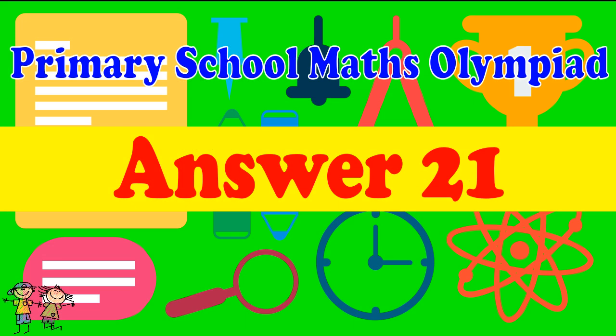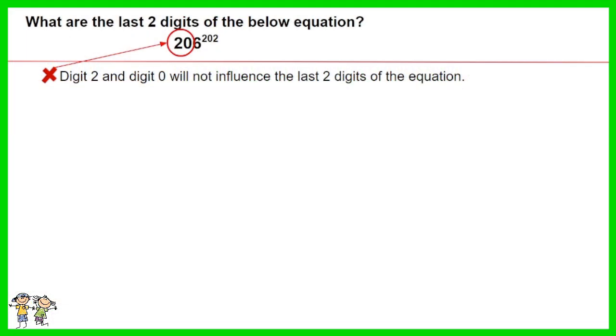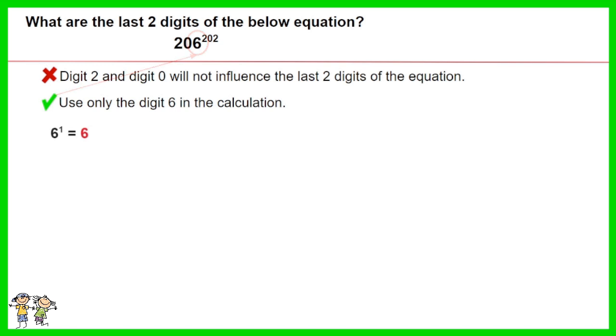Answer for question 21. Given that the digit 2 and digit 0 will not influence the last 2 digits of the equation, we will use only the digit 6 in all calculations. 6 to the power 1 is 6. 6 to the power of 2 is 36. 6 to the power of 3 is 216. The last 2 digits are 16.